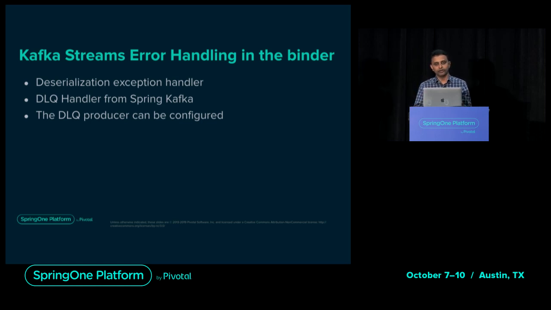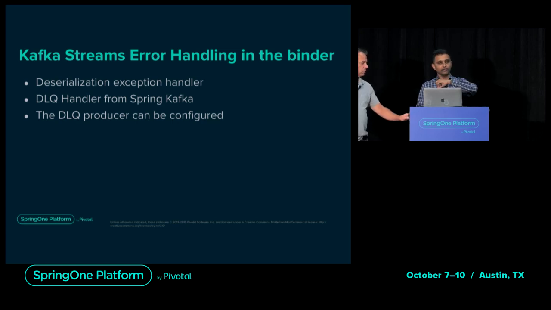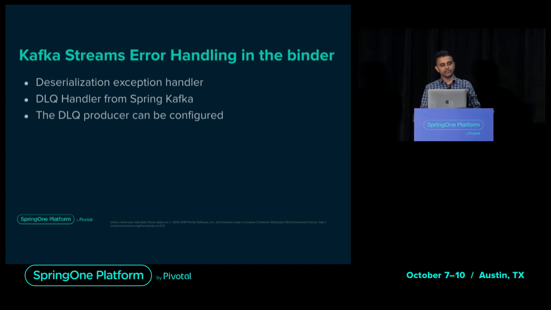It's a DLQ handler. It is strictly based on the support that Spring Kafka adds. Spring Kafka provides some support for a deserialization exception handler that delegates to a DLQ, the DeadLetterPublishingRecoverer. I believe that's the name of that class. So we use that class in the binder to send that information to the DLQ if you choose. This is not an out-of-the-box feature. You have to opt into this. You have to say, okay, I want to use this deserialization error handler. If you say that, then the binder will send any records that it failed to deserialize to that DLQ destination.